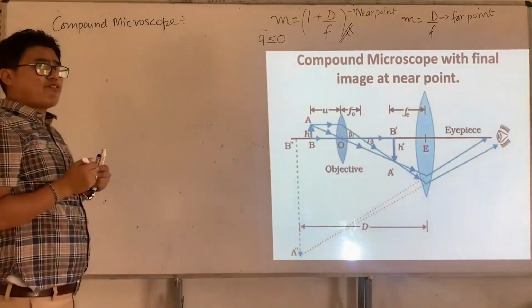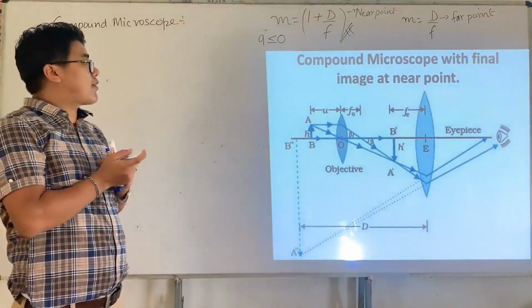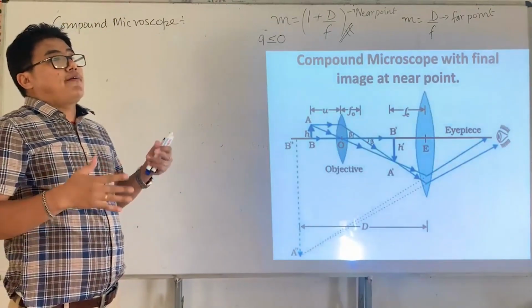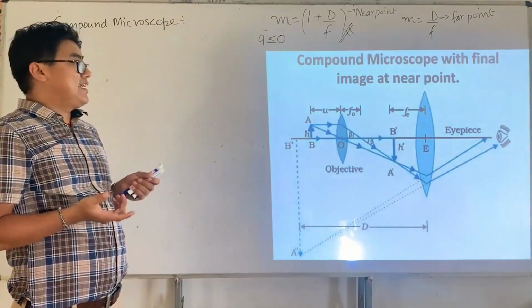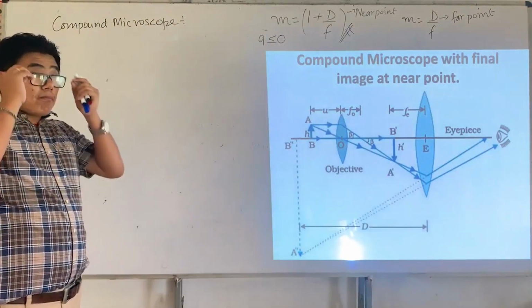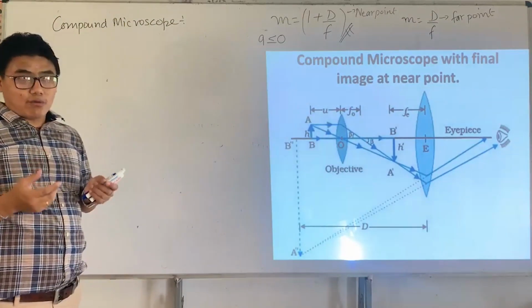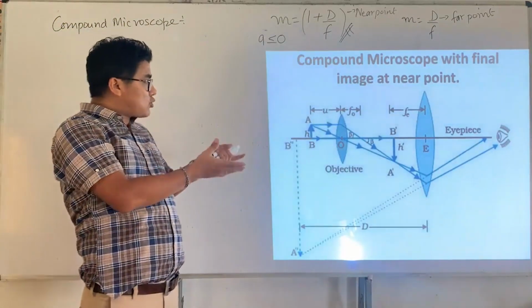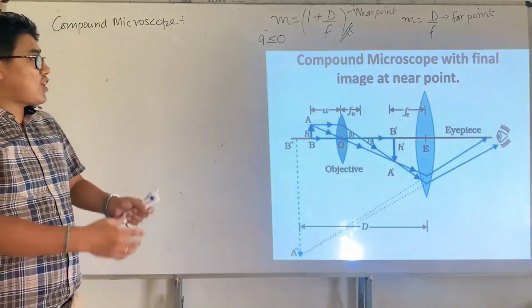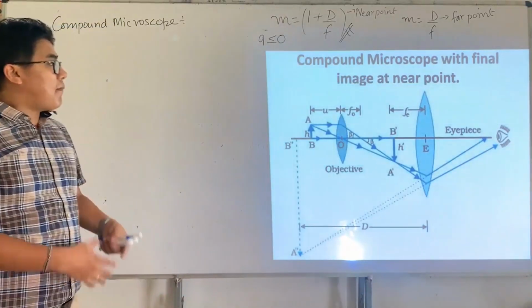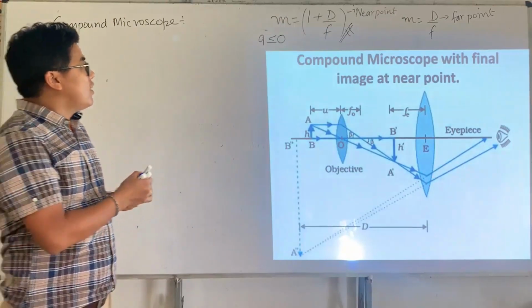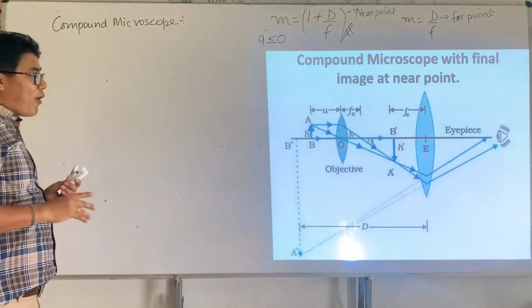So, what is the difference between a compound microscope and a simple microscope? A compound microscope consists of two converging lenses. In the case of a simple microscope, it has only one magnifying glass or converging lens. Since it has two converging lenses, the magnification can be compounded, or multiplied, which we have done in the combination of lenses. Alright, so this is a compound microscope.